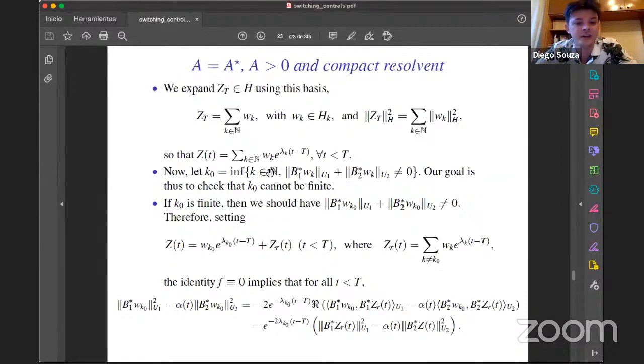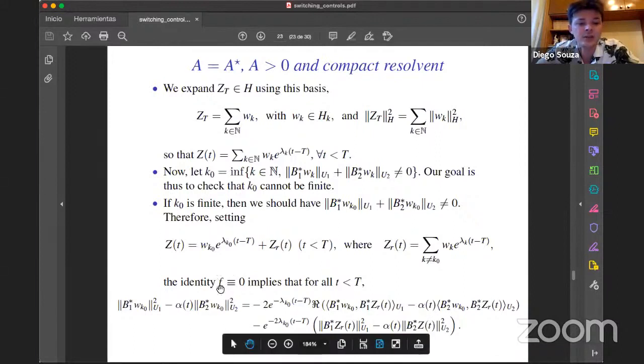This K naught cannot be finite, which means that B1 star of the basis of the space H are equal to 0 for every K. So if K naught is finite, then I'm not finished. We have that this is not 0 for K naught. So we can write Z like that plus some residuum, where ZR is like that.